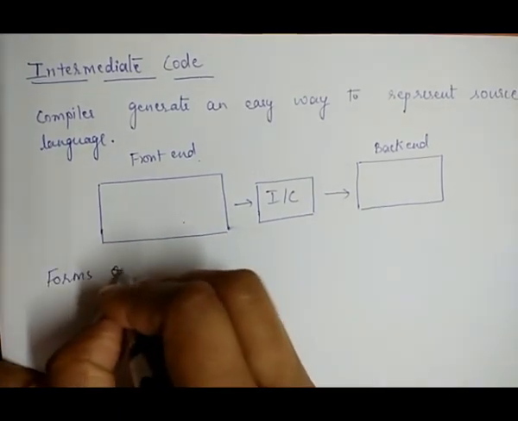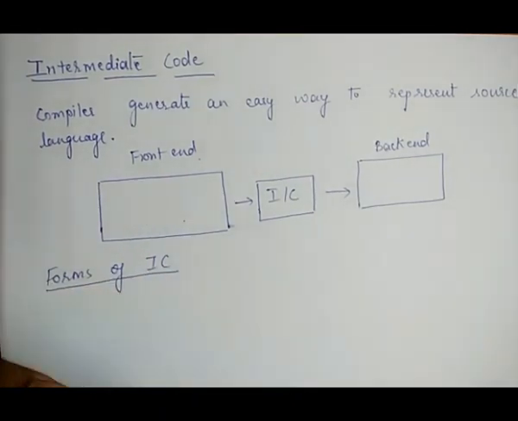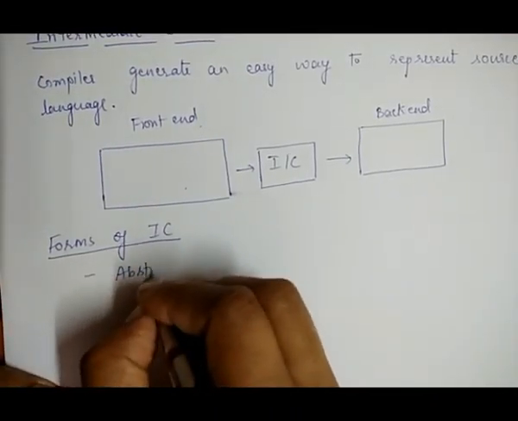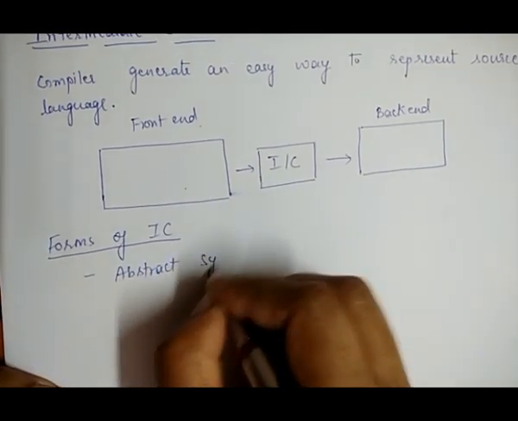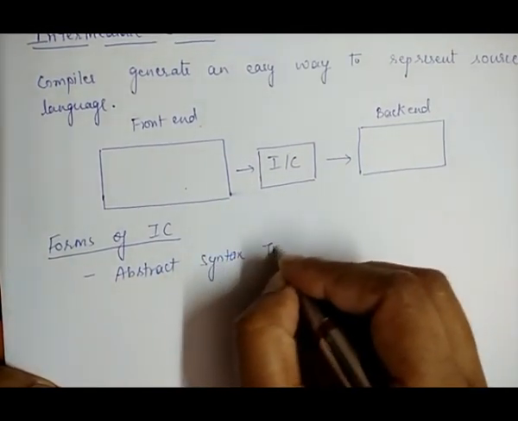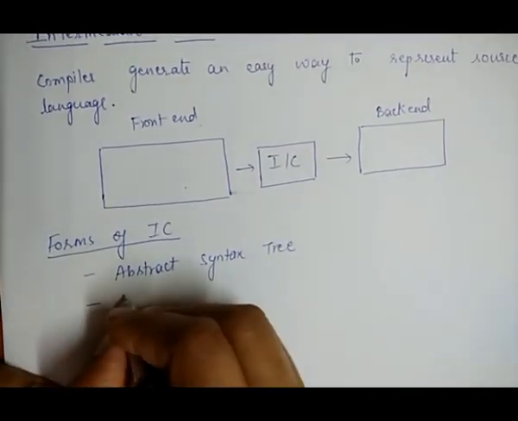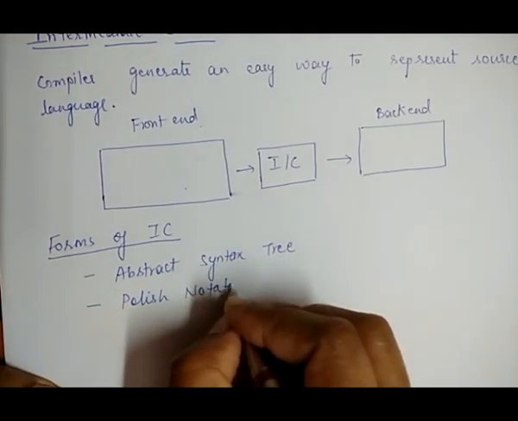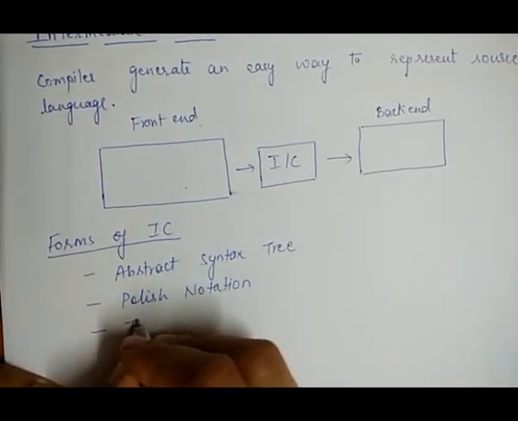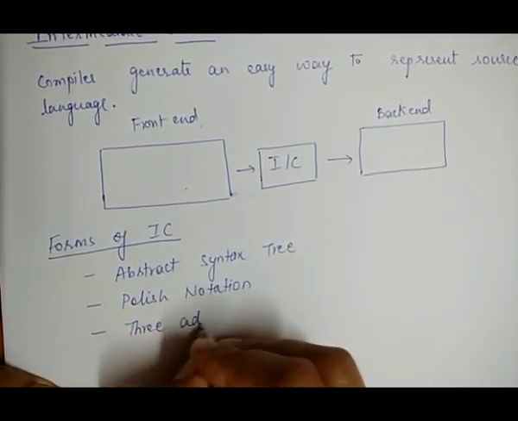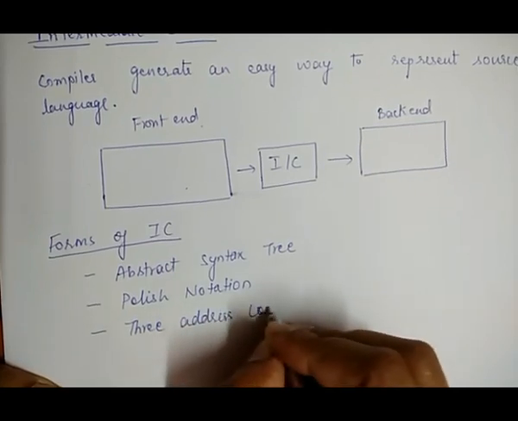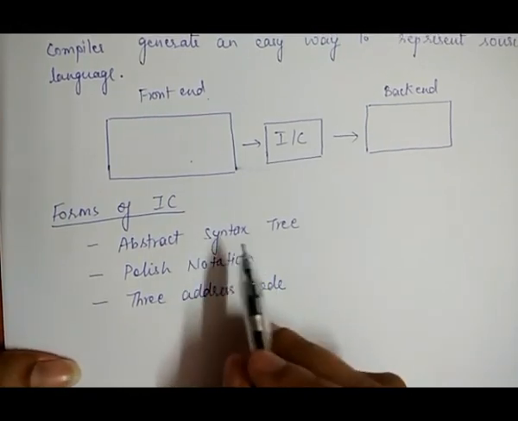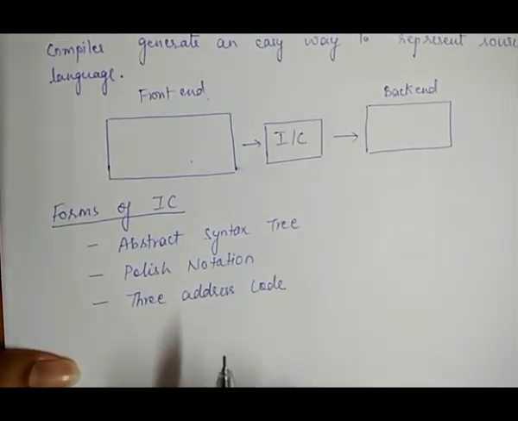There are three forms of intermediate code. One is abstract syntax tree, as we already discussed. Second is polish notation, and third is three address code. So there are three forms of intermediate code: abstract syntax tree, polish notation, and three address code.